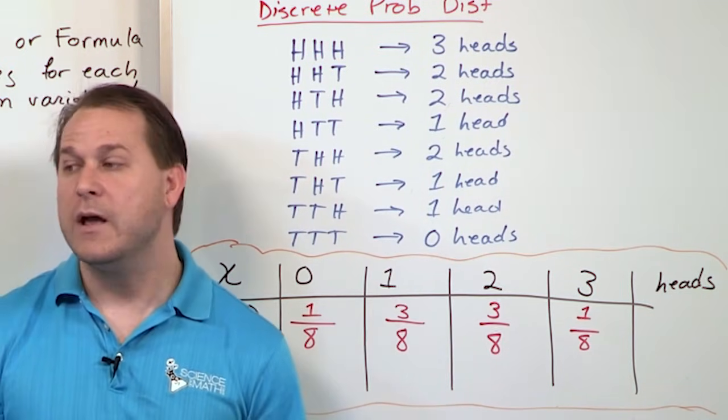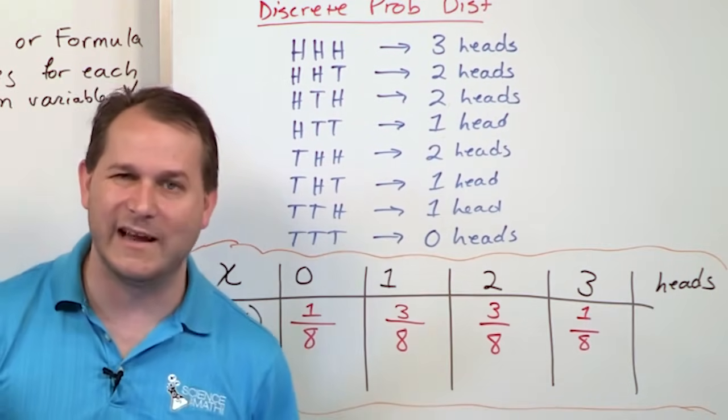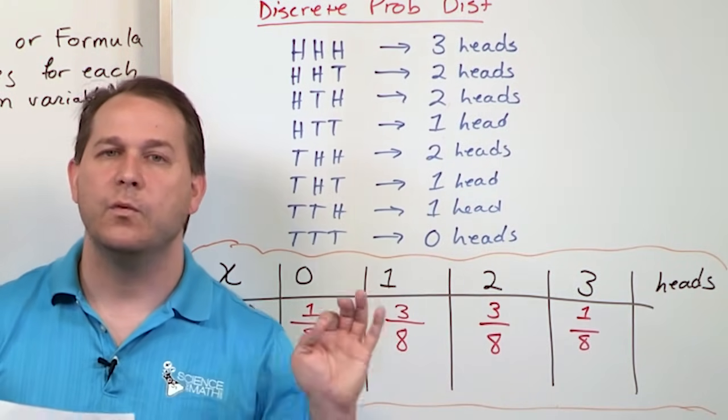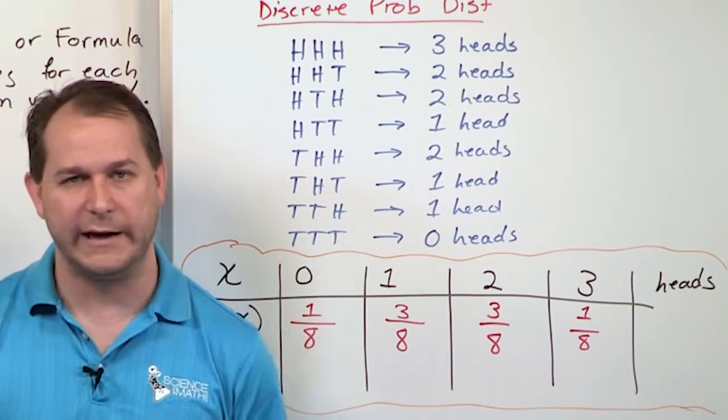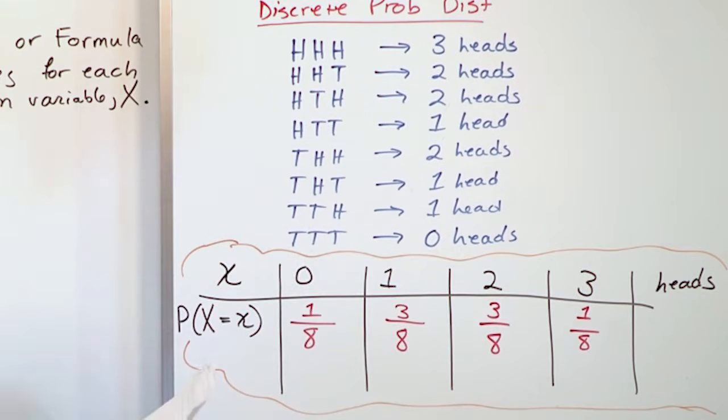That's the bottom line. So as we go forward, we're going to be continuing to talk about the probability distribution concept, but they won't be discrete. They'll be what we call continuous. And we'll get to that a little bit later. But for now, just remember this is a discrete probability distribution.